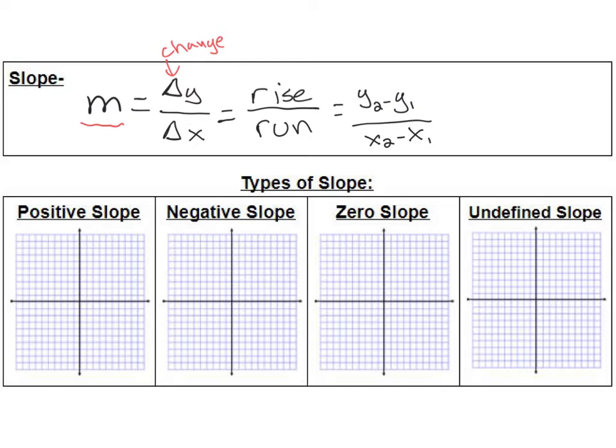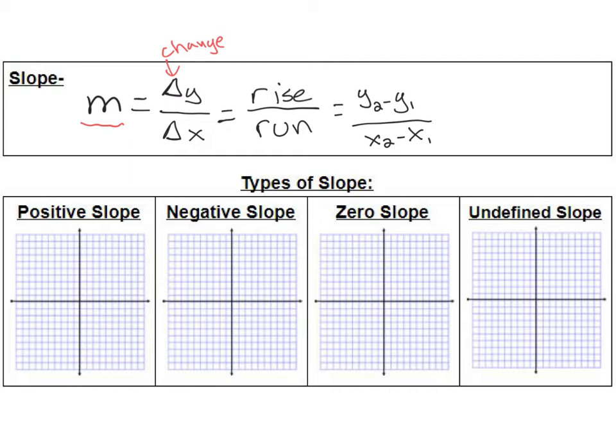The other common formula you'll see with slope is y2 minus y1 over x2 minus x1. Again, all of these things are interchangeable when we're saying the change in y. So the change in y from point 2 to point 1, over the change in x from the second x point to the first. What we're going to focus on today is identifying some slopes.